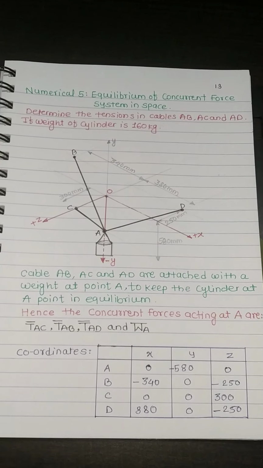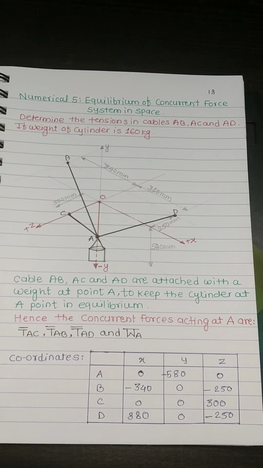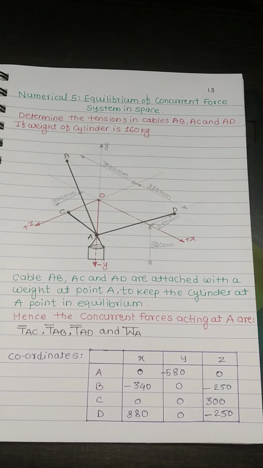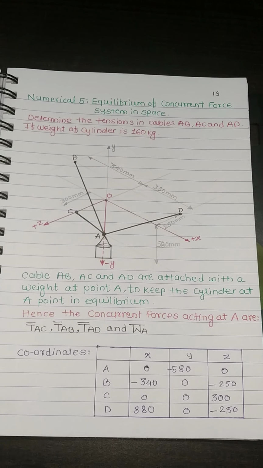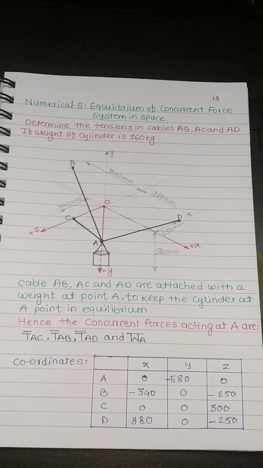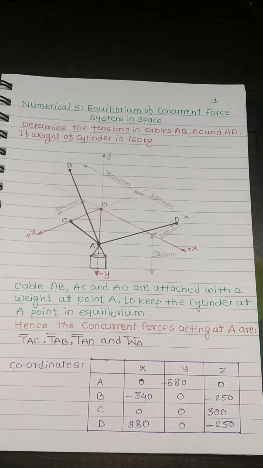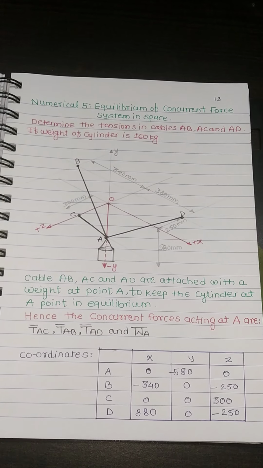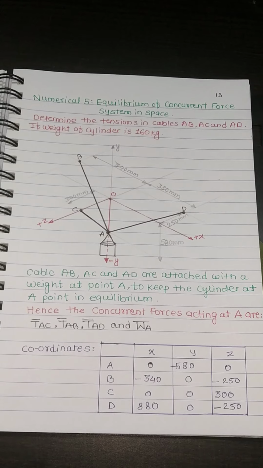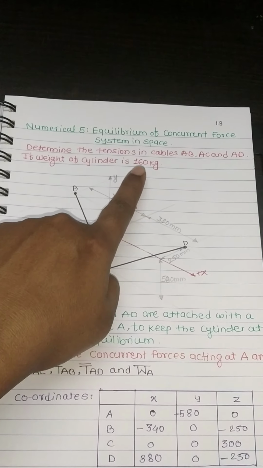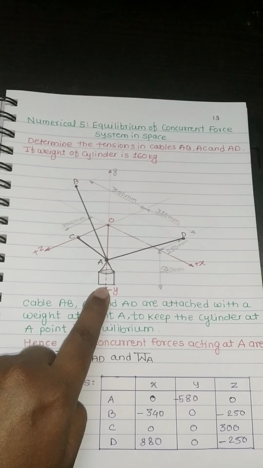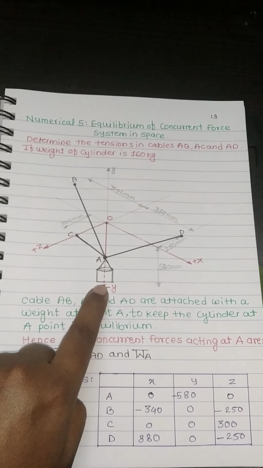The numerical on equilibrium of a concurrent force system in the space is: determine the tension in cables AB, AC and AD if the weight of the cylinder is 160 kg. We can say that the mass of the cylinder is given as 160 kg.